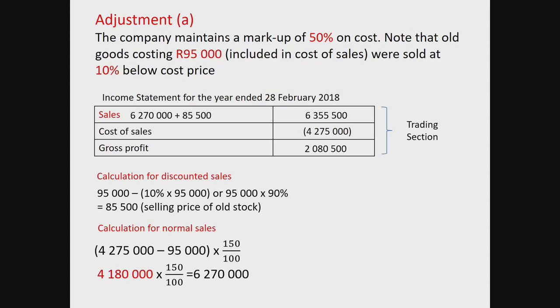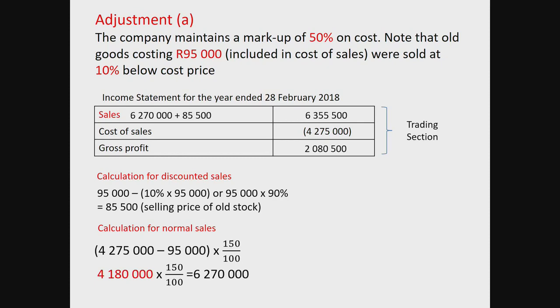Okay, so remember it was the discounted sales of 85,500 plus the regular or normal sales after you've taken away the cost of the discounted sales. Let's just take a moment so that we can make sure that we have that. Don't forget, you need to update all the information that you see on your screen in your income statement. The ones below will be in your calculation block, and the item was sales. It was in the trading section, and your amount for the sales will be 6,355,500.